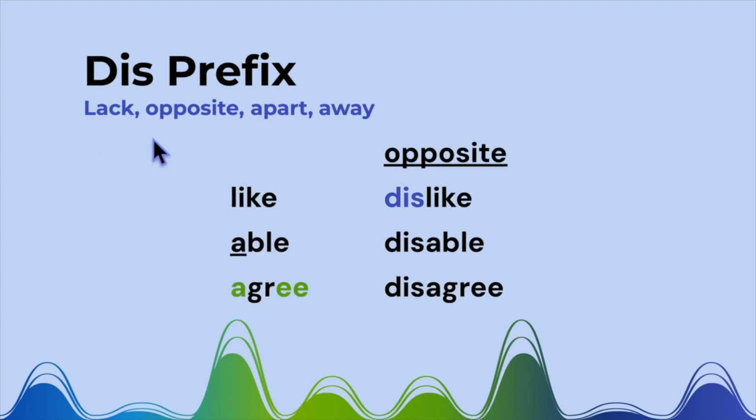The prefix dis means lack, opposite, apart, or away. So here we have like. If you don't like somebody, you dislike them. Here we have the root able, and disable means not able. Here we have the root agree, this a schwas. That's why it sounds like uh instead of a. And ee has a long e sound. Agree. If you don't agree, you disagree.